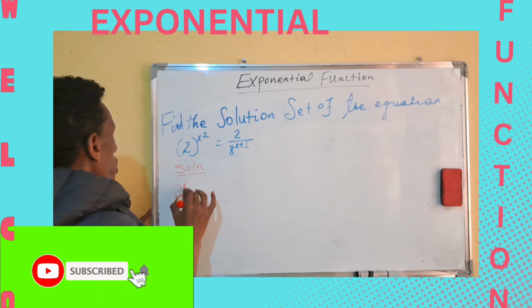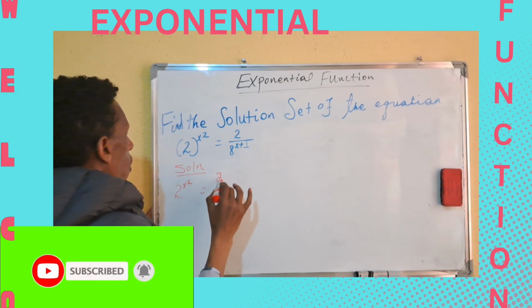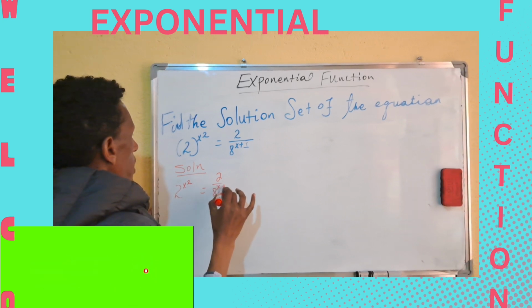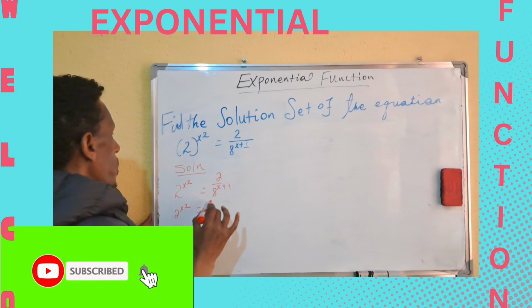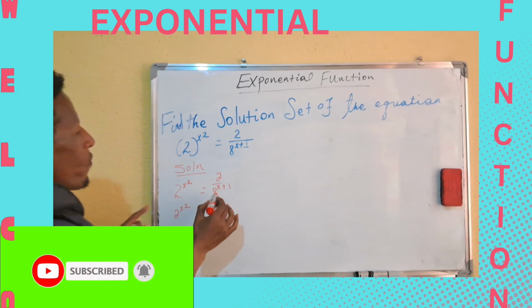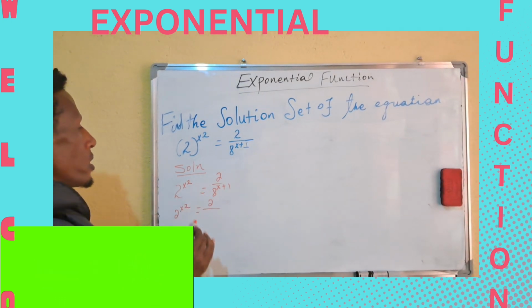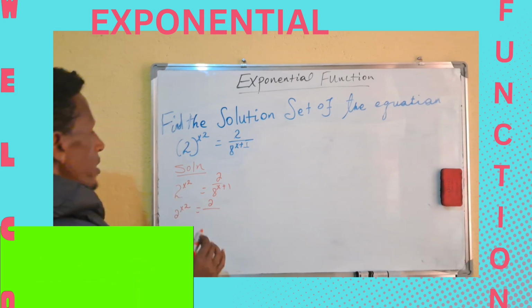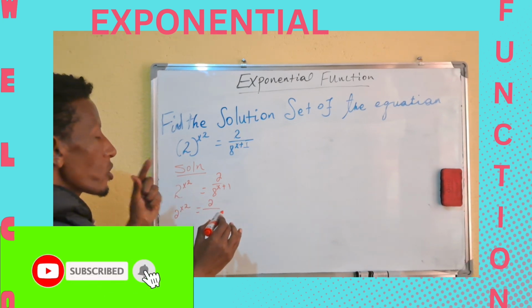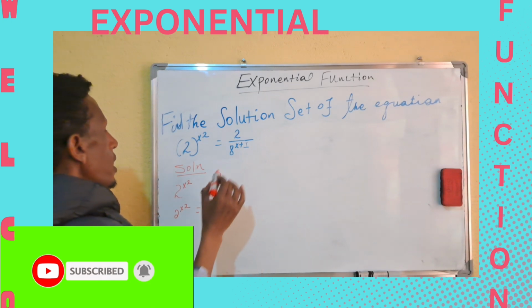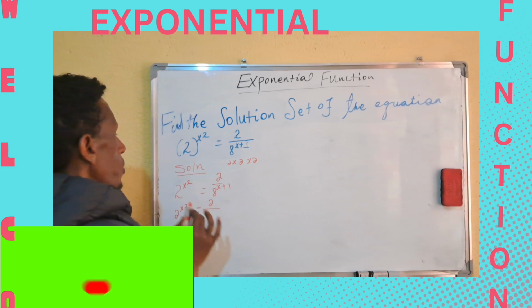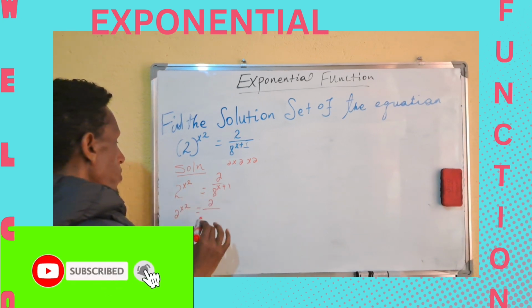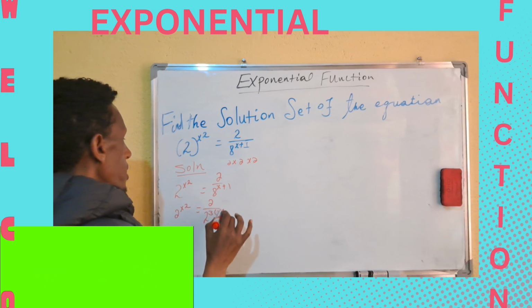2 to the power of x squared equals 2 over 8 to the power of x plus 1. We have to convert this 8 into exponent form by the factorization method. So 8 means 2 times 2 times 2. 2 times 2 is 4, 4 times 2 is 8. So 8 means 2 to the power of 3, all to the power of x plus 1.